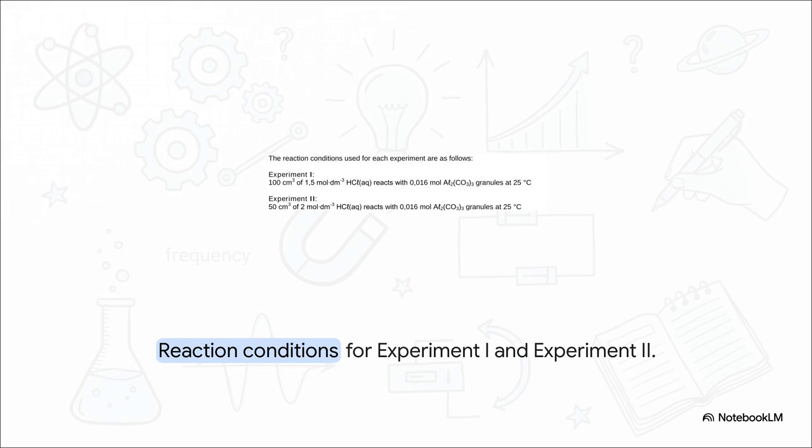Let's compare the actual reaction conditions. Experiment 1 uses a concentration of 1.5 moles per cubic decimeter, but Experiment 2 steps it up to 2 moles. Notice that both use the exact same amount of aluminum carbonate granules, 0.016 moles, and they're both sitting at 25 degrees Celsius. By laying the data out clearly like this, the independent variable is staring right at us. It's the concentration of the hydrochloric acid.